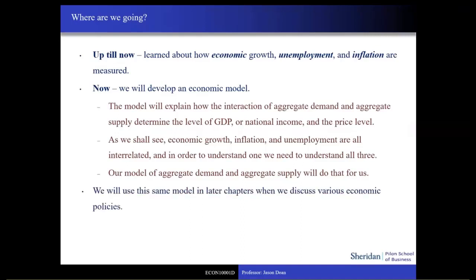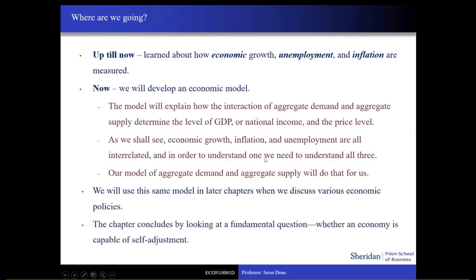We will be using this model throughout the course when we look at various economic policies. So this is something that we will build on, and you will be using this for different things throughout the course. I guess you could think of another important question that we're going to answer with our model is whether an economy is capable of self-adjusting.